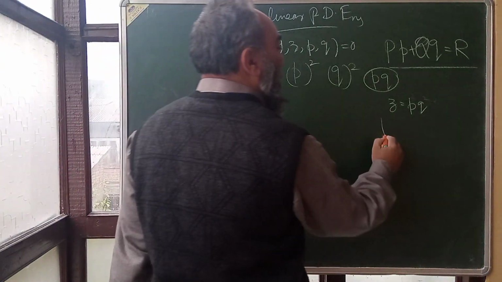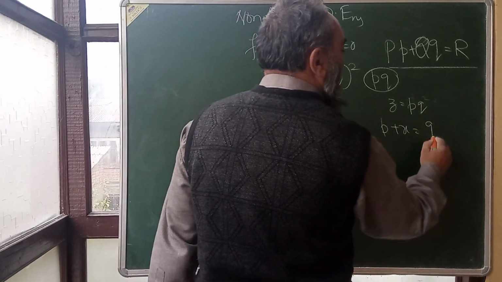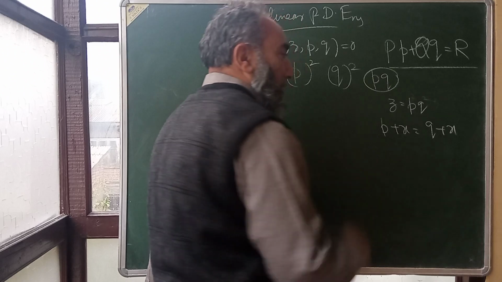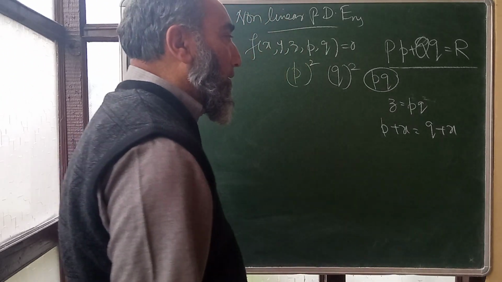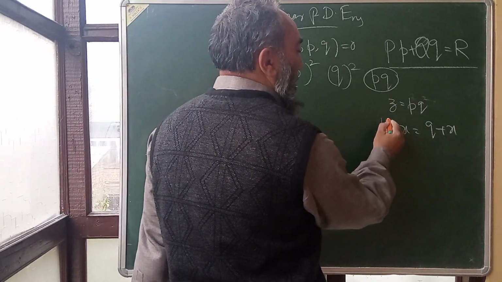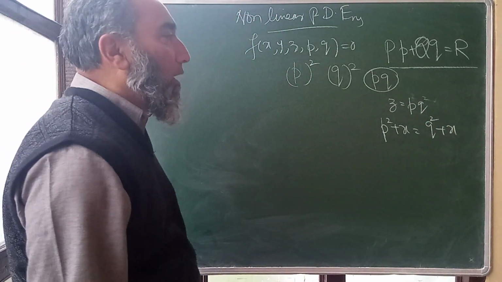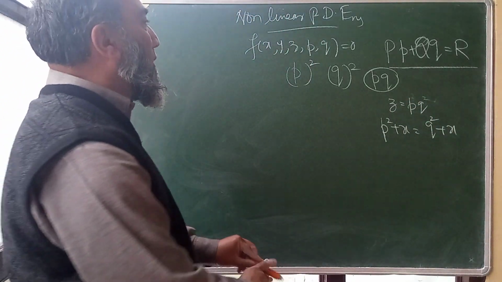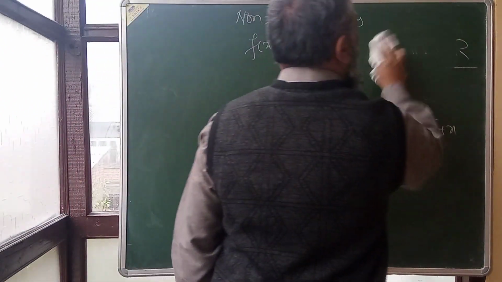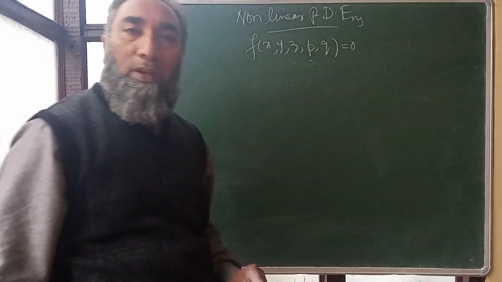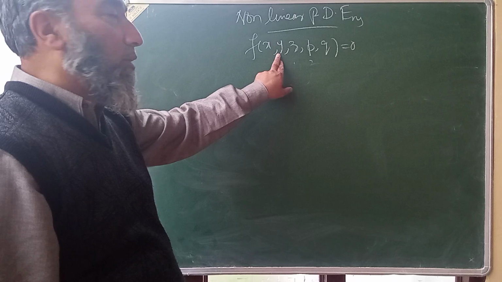So you have P plus X equals Q plus X. Say you have P square plus Q square, non-linear, right? So this type of equation. So you have only x, y, z, p and q, and you know z is a function of x and y. You have two independent variables x and y.